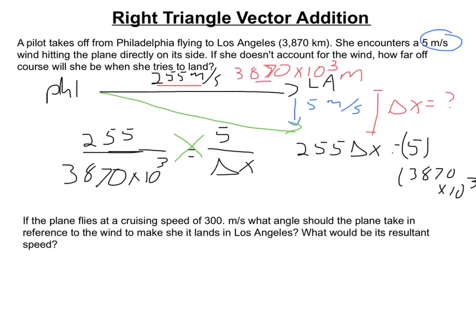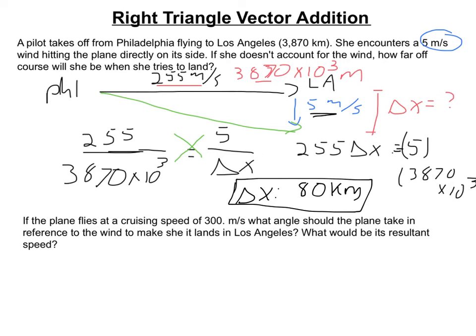So now whenever I actually work the algebra here, dividing both sides by 255, you come out with delta x is going to be 75,882 meters, or using significant figures, right, only one sig fig here, it would be 80 kilometers. And so just an interesting side point here: a little small wind, 5 meters per second, blowing on a plane that's flying a really, really long distance.